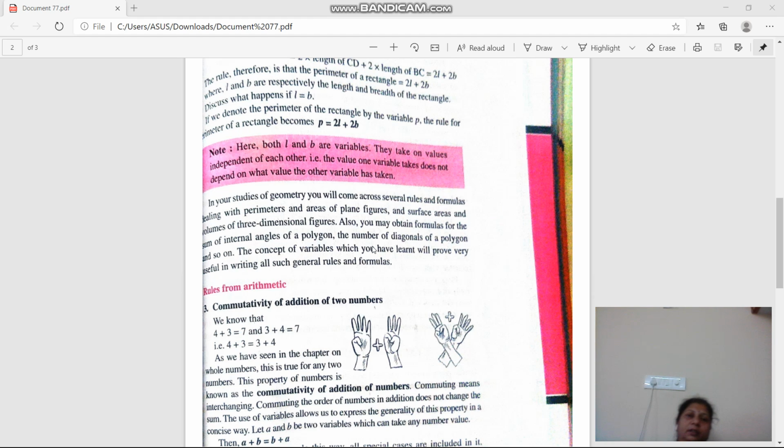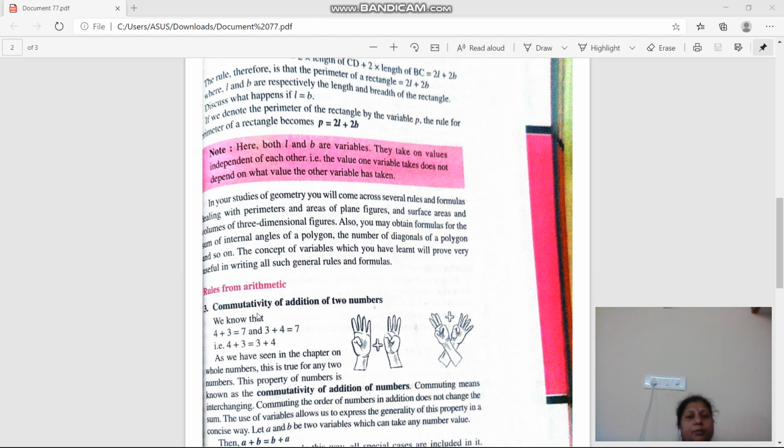We are seeing the use of variable. In the previous video, we studied the use of variable in geometrical formulas. Let's study the variable used in the rules of arithmetic. In the whole number chapter, we have studied the properties: commutative property and associative property. Let's take one example.